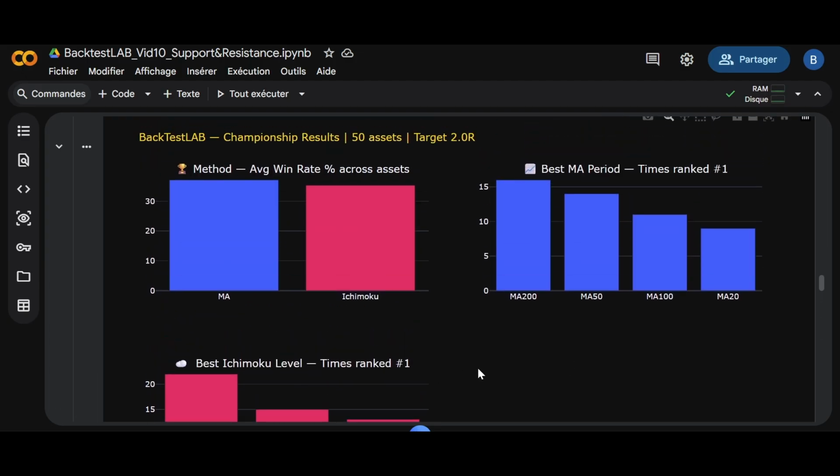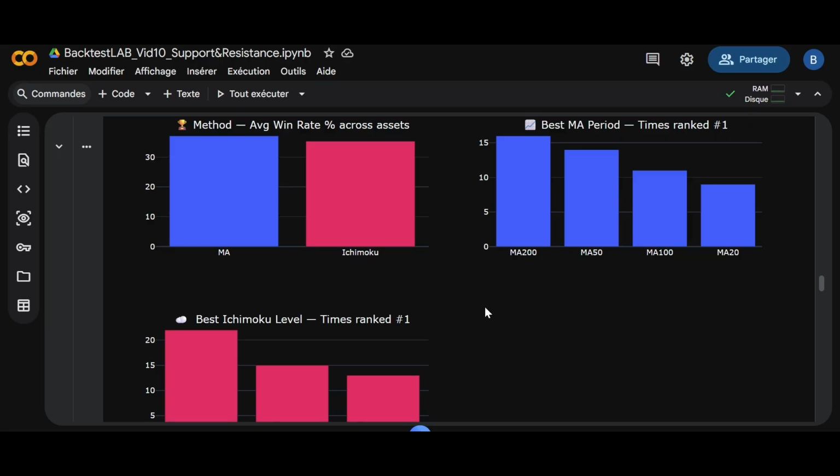So we can stop here or we can go further. What if we combine both strategies? What if we enter the trade if we have the same level for a moving average and an Ichimoku? And this is the last strategy that we want to check.